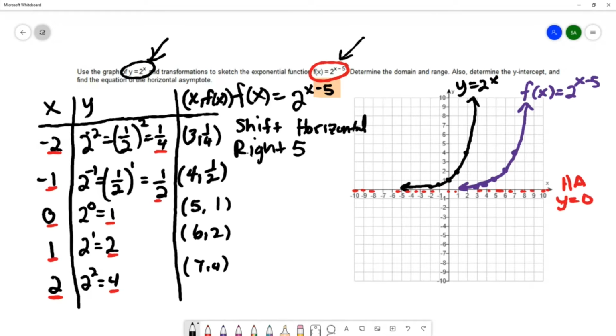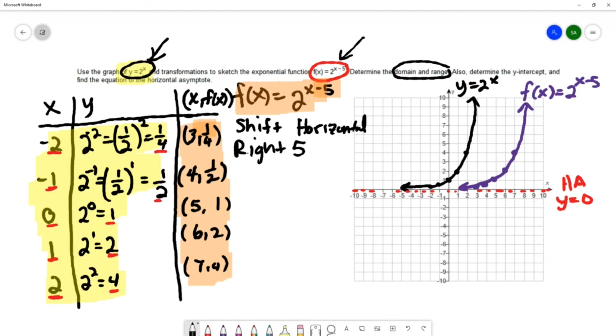So I want to make one more clarification before we answer the other parts of this problem. These ordered pairs in this column here are on the graph of f of x, and the ordered pairs that you see here are on the graph of the basic function 2 to the x. Okay, so let's continue. We want to make sure we find the domain and range.